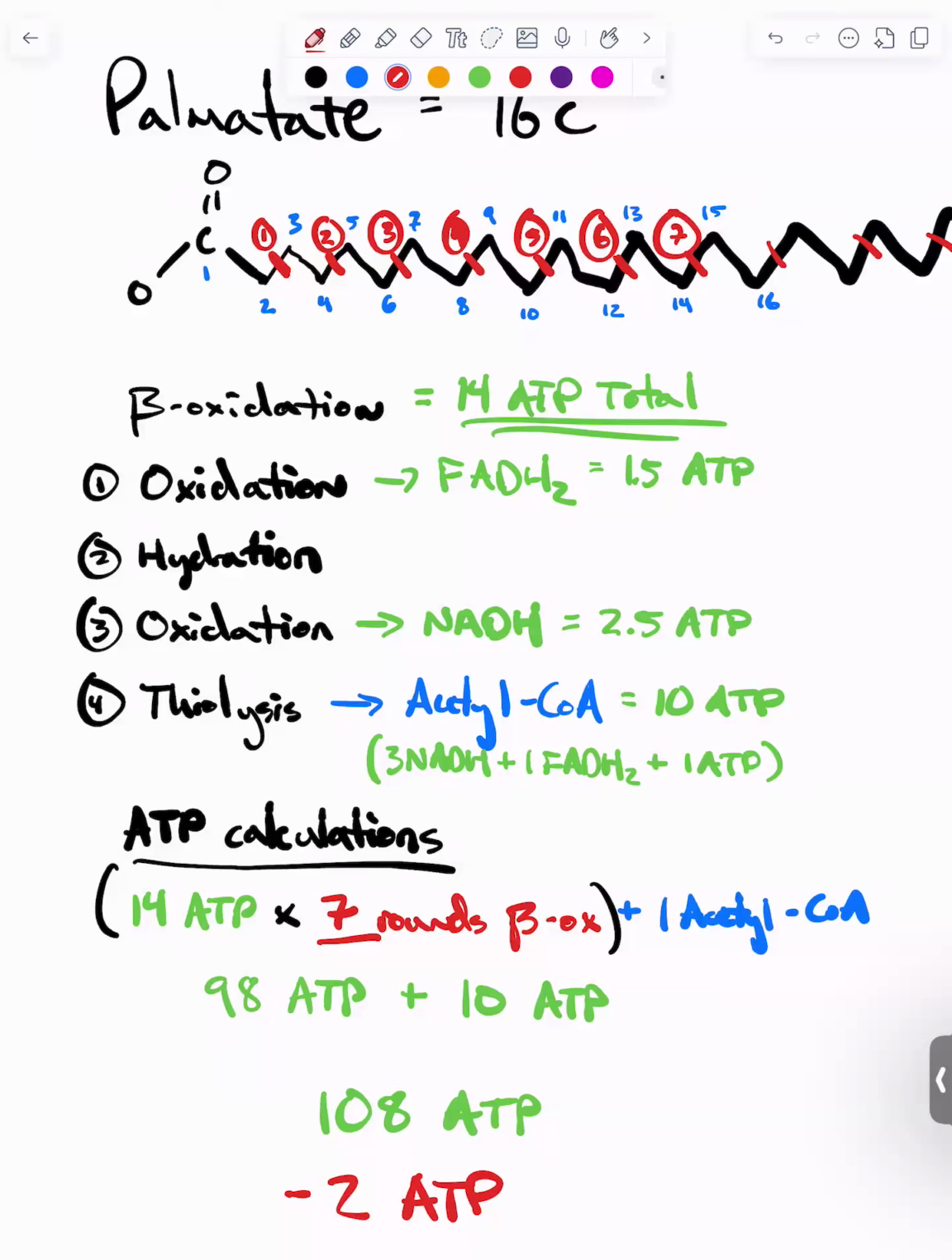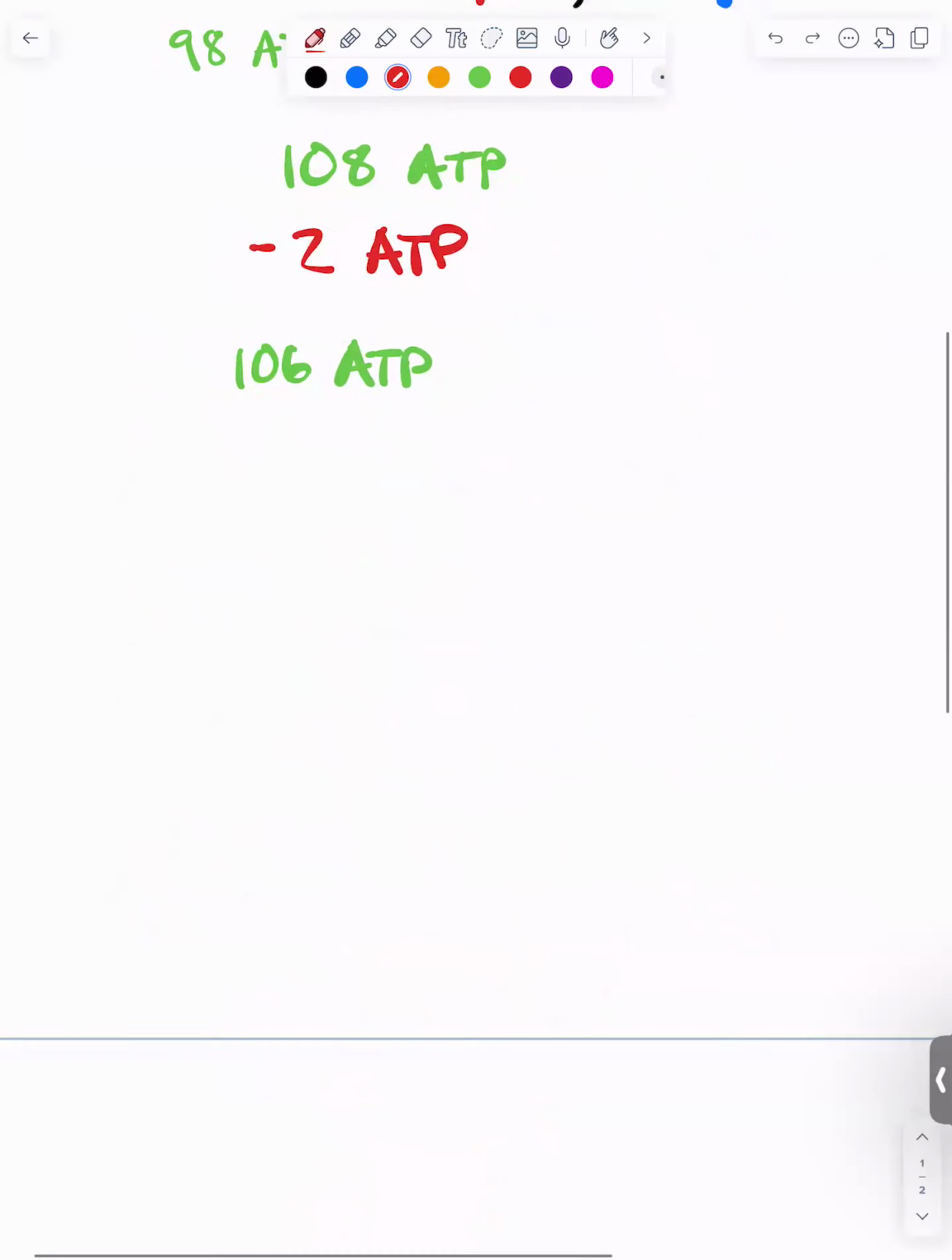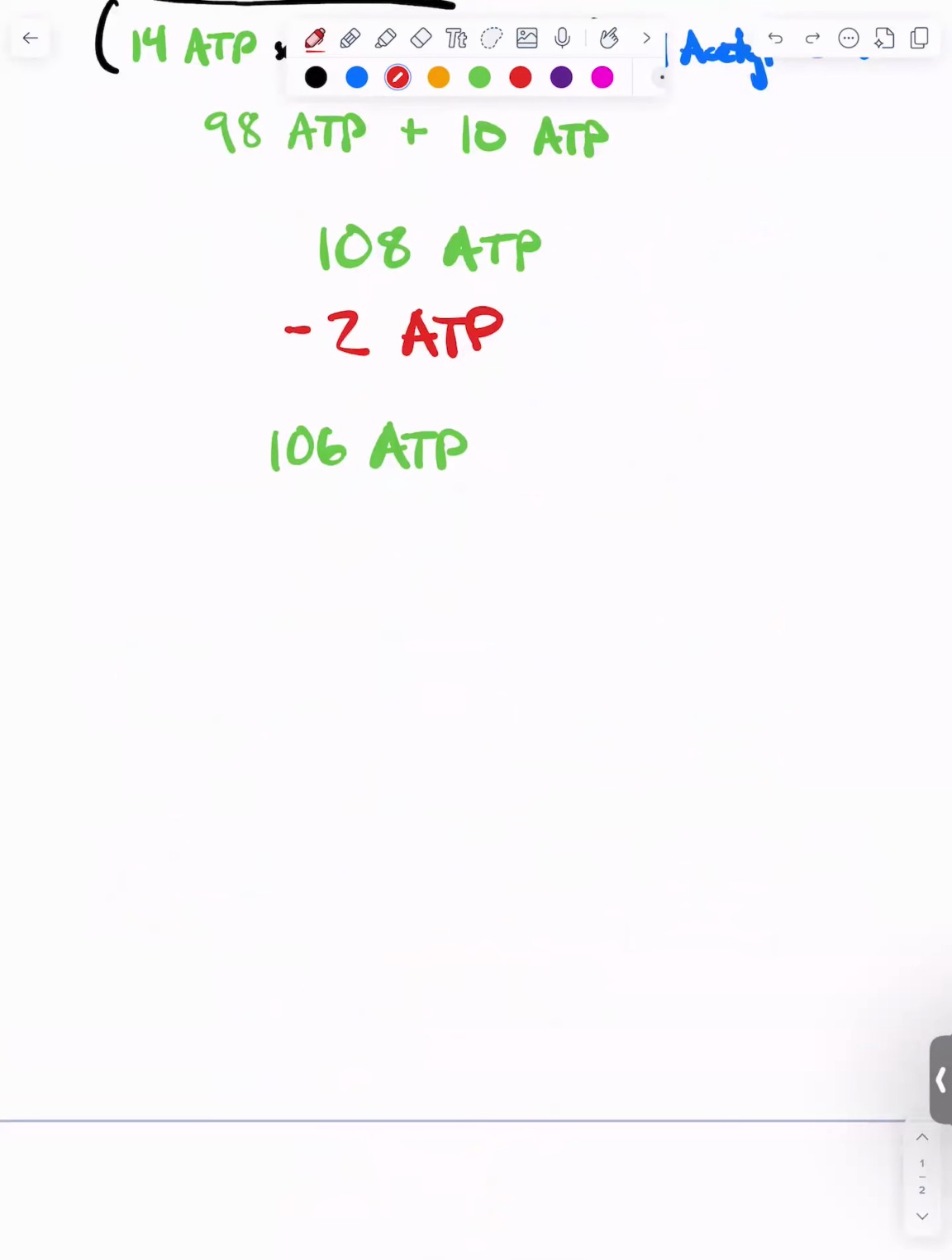So that being the case, erase what I just did there. Let's look at an odd carbon chain. Okay? Let's look at a 17 carbon chain. Okay, so same sort of thing. We're drawing our 17 carbon chain.